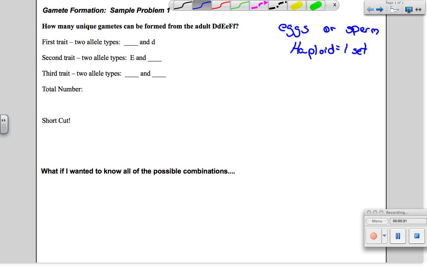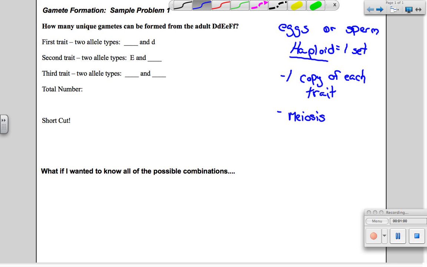That also means that in normal adult cells, there are two copies of each trait. In a haploid gamete, there's only one copy of each trait. Gametes are produced during the process of meiosis. So let's consider this example here.